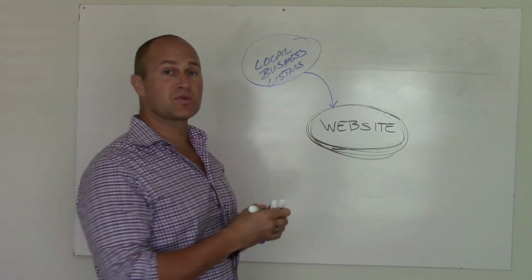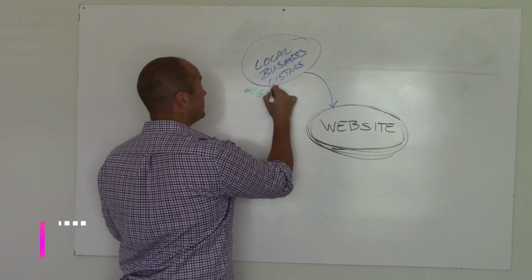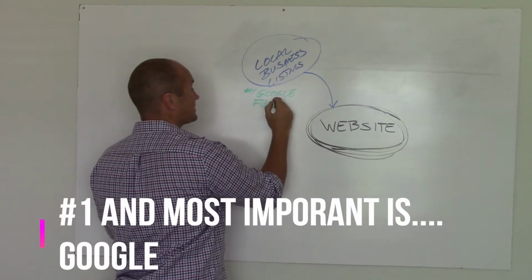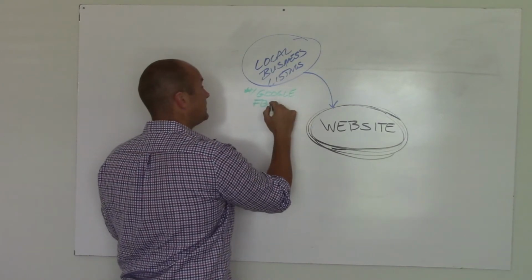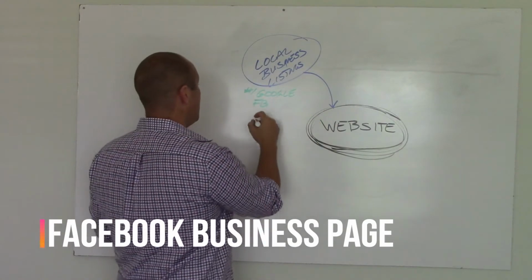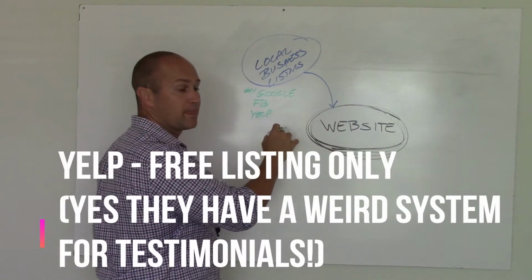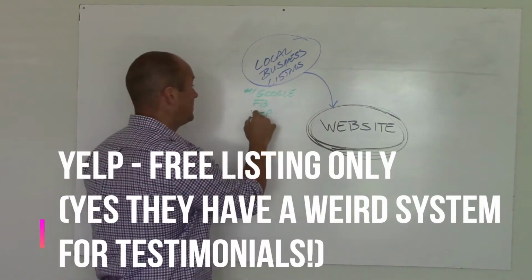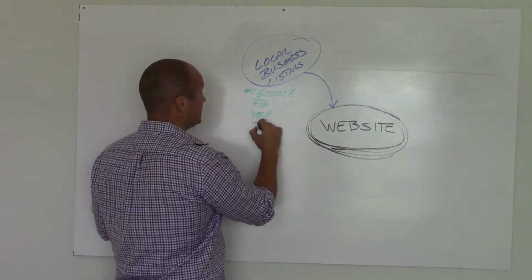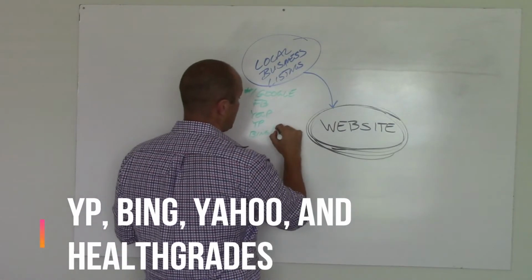So what are some examples of local listings? Number one off the bat is going to be Google. You can also use your Facebook business listing, which does show up on local searches on Google. Yelp has a free account. I don't market through Yelp or spend on paid marketing there, but Yelp does have some value. Some other ones are Yellow Pages, Bing, and Yahoo.